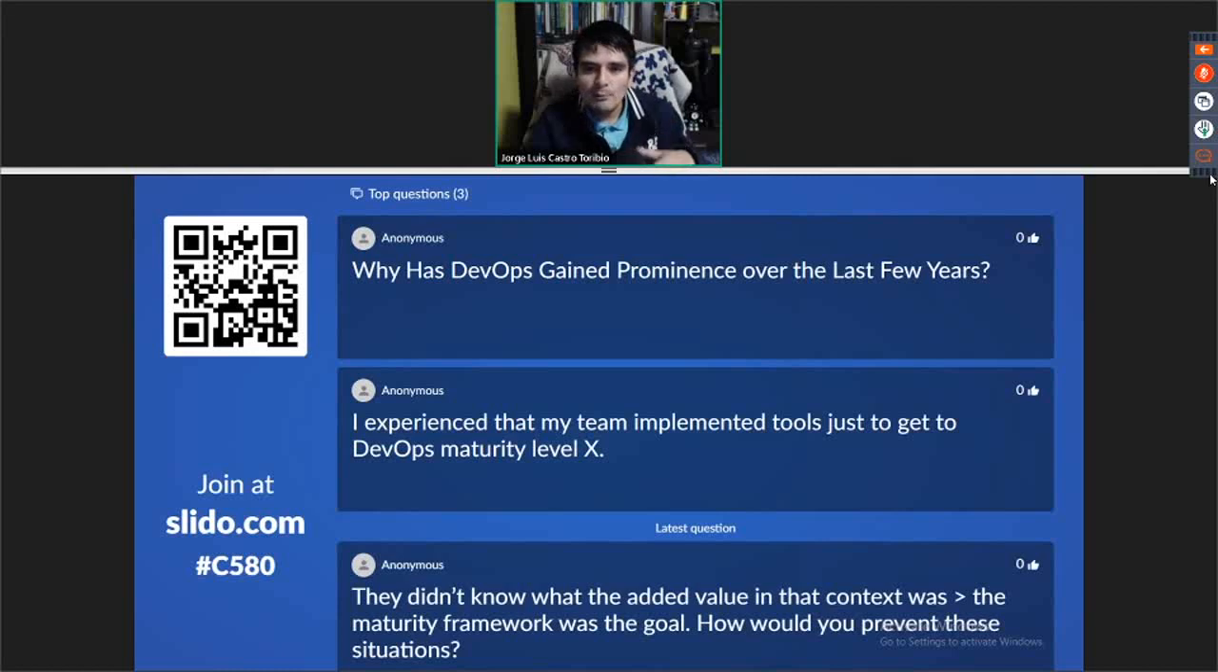So for example, I noticed that more and more companies already have DevOps, right, at different maturity levels of course, but now they are interested in how to grow, how to evolve DevOps, because they already have it. They think about, okay, please help me improve this, move my DevOps to the next level. So in my experience, the why is because DevOps helps to improve time to market. It's a good enabler for that. So that is why I think DevOps has gained prominence over the last few years.